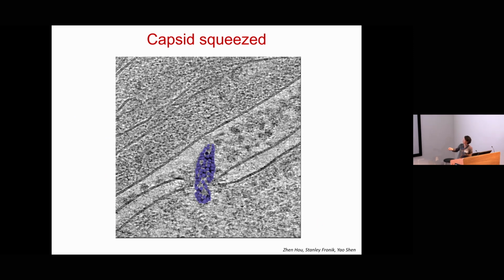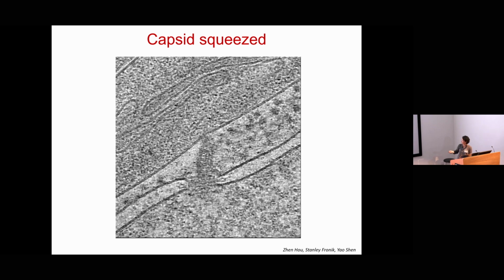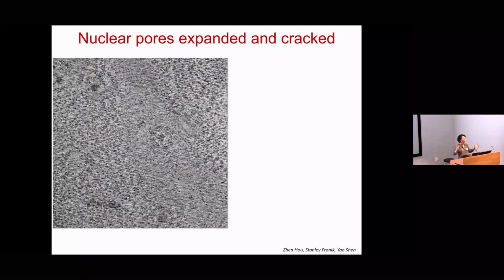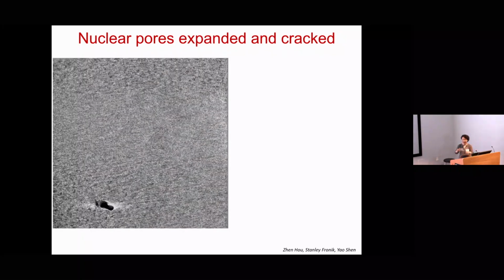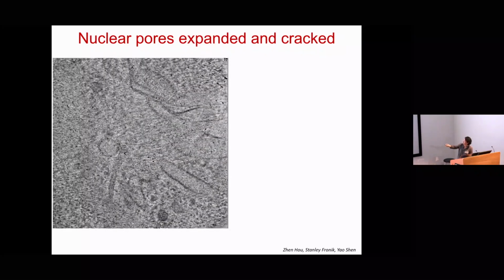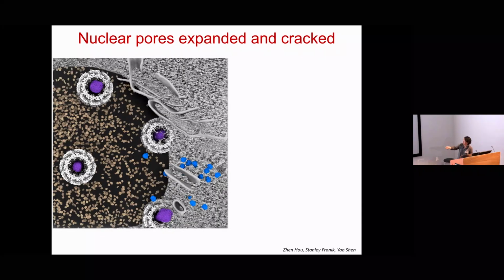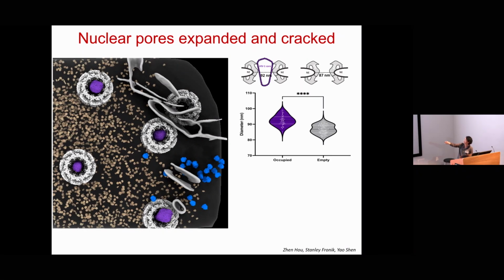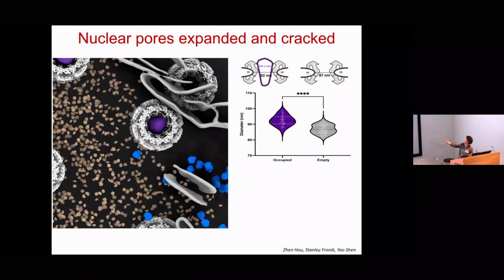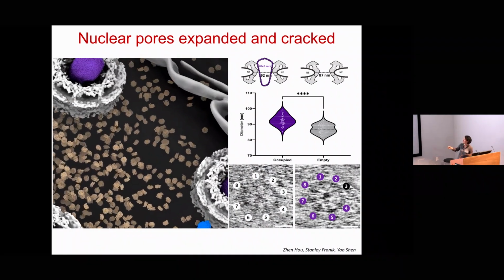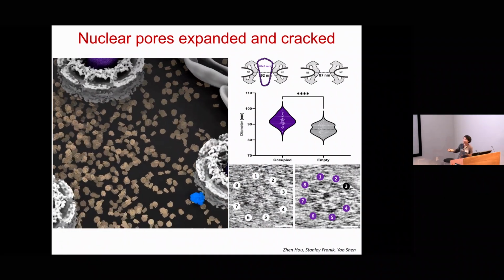Sometimes we see cores get squeezed and deformed as they go through the nuclear pore. I'm not going to play the movie. We also see the nuclear pore gets modified and changed when HIV is inside. You can see lots of nuclear pores with HIV capsid here. Four of them are occupied, and one is empty, or one is empty here. And we see the diameter changes as the HIV goes through. Sometimes the HIV core cracks the nuclear pore, and I see asymmetry in this.